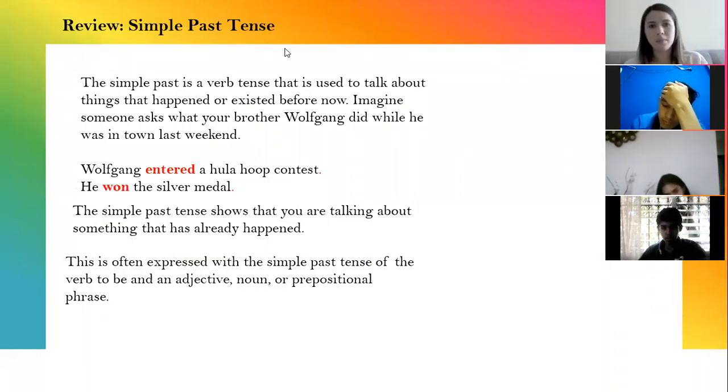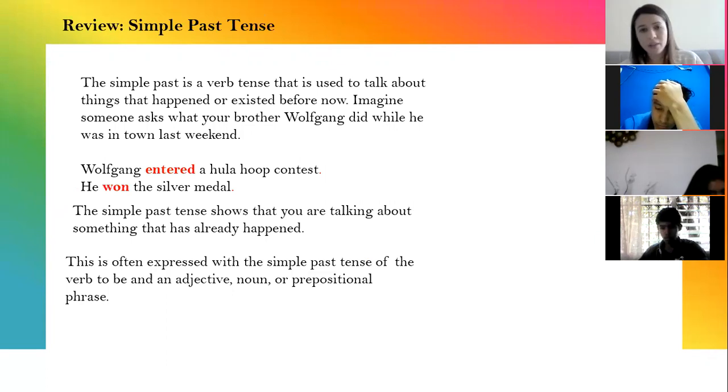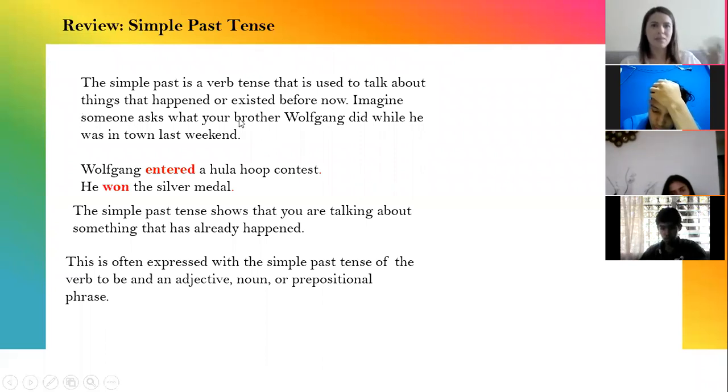Okay, now let's read the simple past tense. The simple past tense is a verb tense that is used to talk about things that happened or existed before now. Imagine someone asks what your brother Wolfgang did while he was in town last weekend. Entonces, ¿qué quiere decir? Can someone translate? What do you think is the main idea of this text? The simple past is a verb tense that is used to talk about things that happened or existed before now. What does it mean?